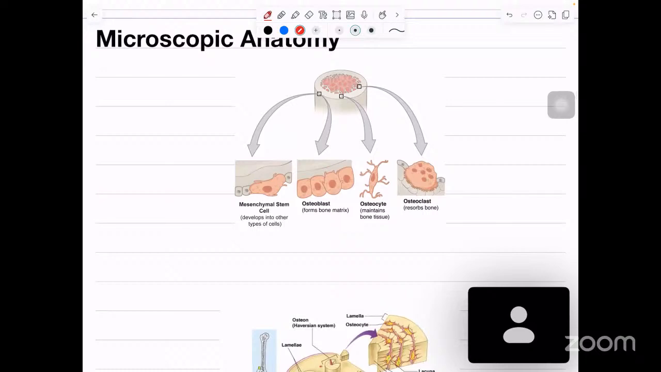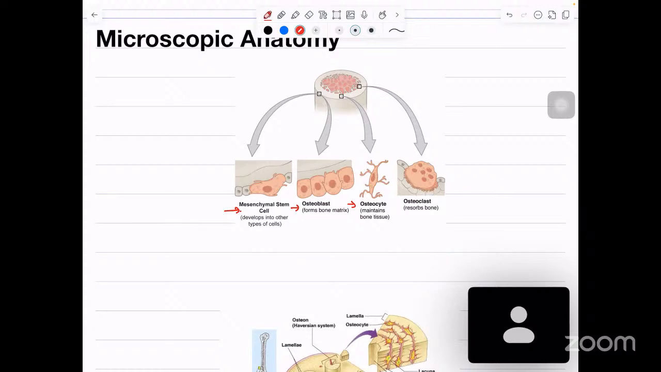When you look at the microscopic anatomy of bone, what are the cells present in the bone? You saw the macroscopic look of a bone: a periosteum, a cortex, a medulla. At the microscopic level, you see a mesenchymal stem cell, which is the precursor for the osteoblast, a stem cell that is a raw form of bone. This cell gets activated and develops into an osteoblast. The osteoblast converts to an osteocyte.